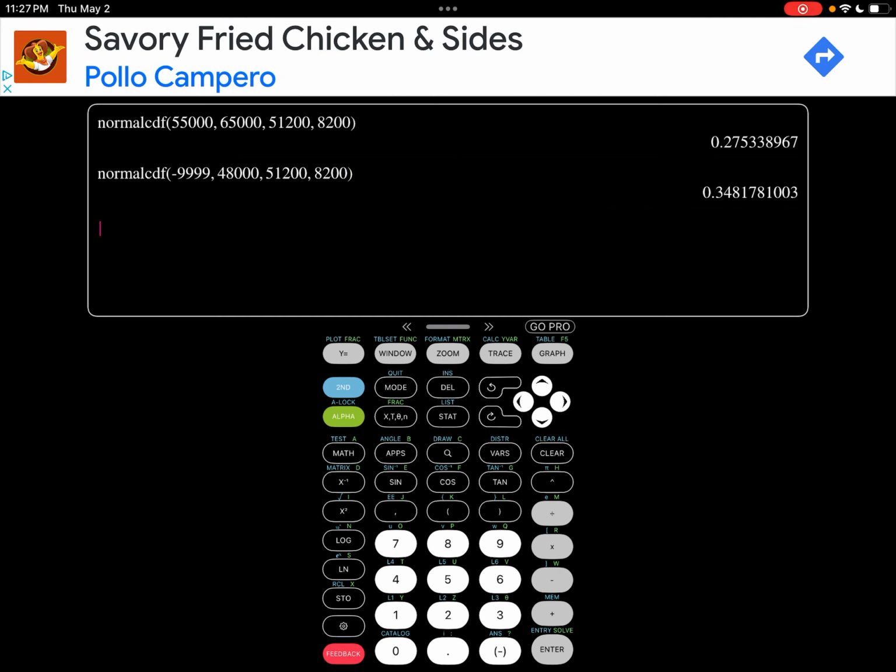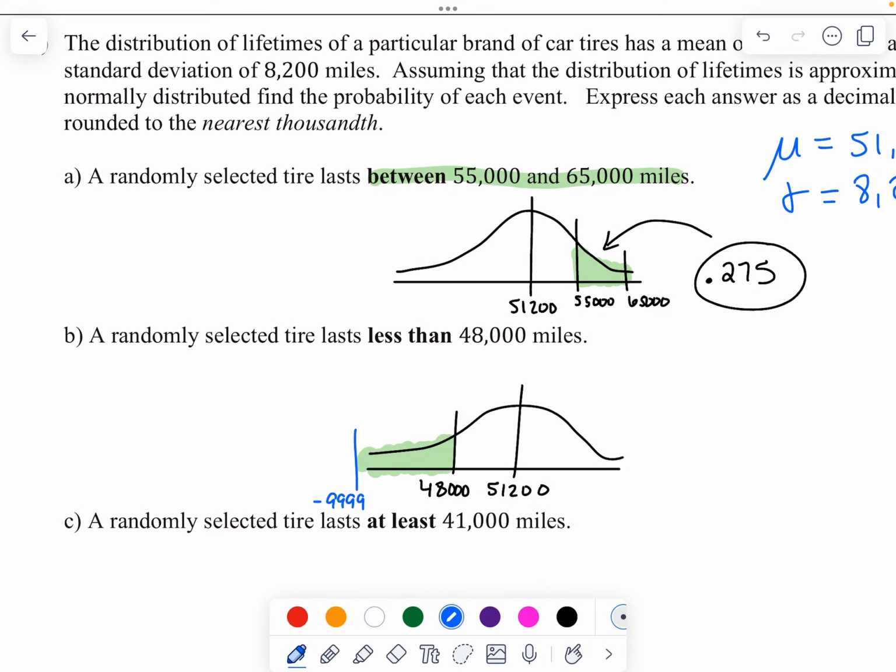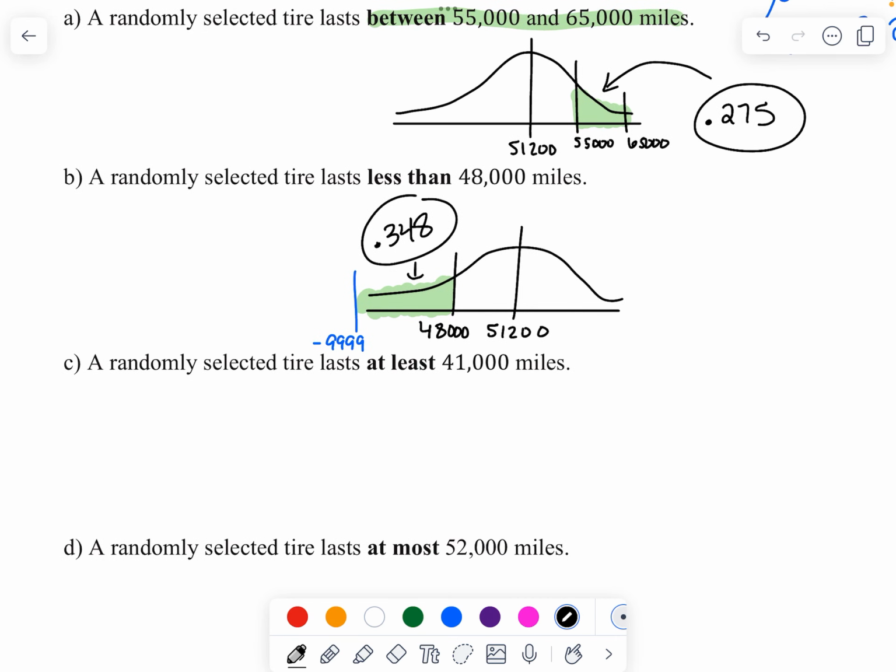You are hitting enter twice because you're hitting paste enter and then enter on your home screen. I'm hitting enter once because this works a little bit different. 0.348. Again, that represents that area under the curve.